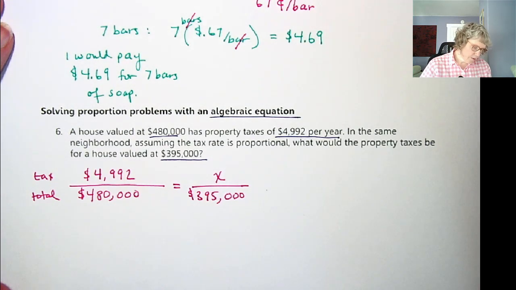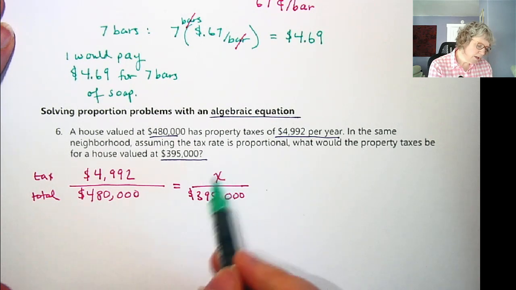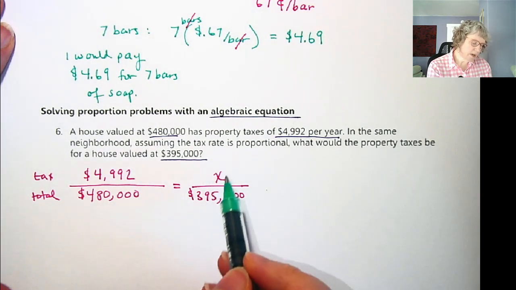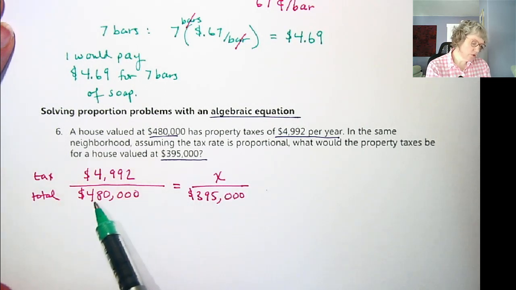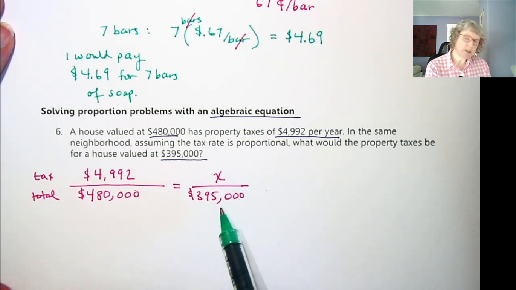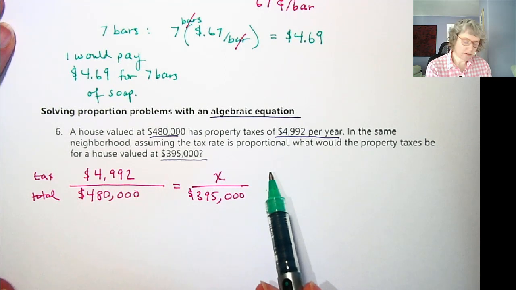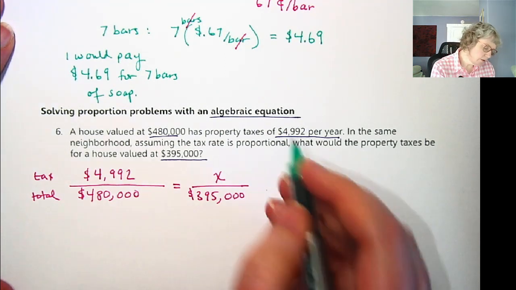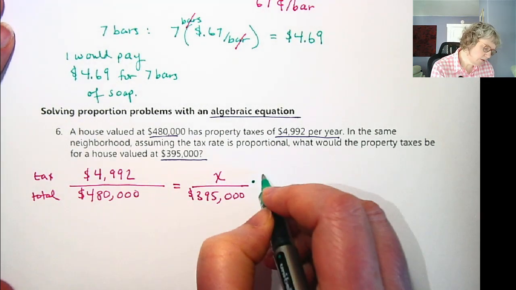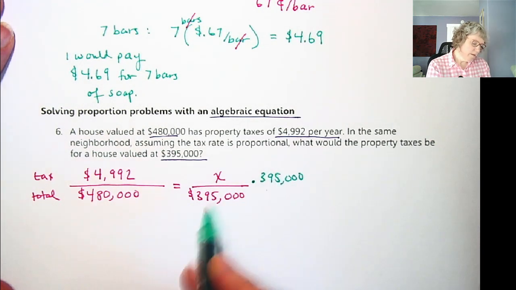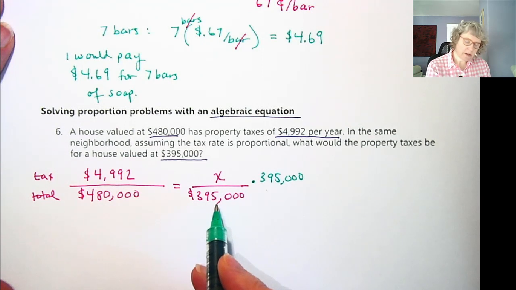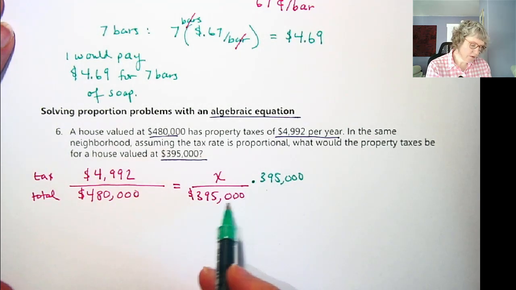So if it's been a while since you've solved an equation, when we have a variable, we want to isolate that, right? We want to get it by itself so that we know what that is equal to. So when I have a division, I need to do the opposite operation to isolate the x. So if I multiply this by the 395,000, that will cancel out or undo each other because multiplication and division are opposite operations.